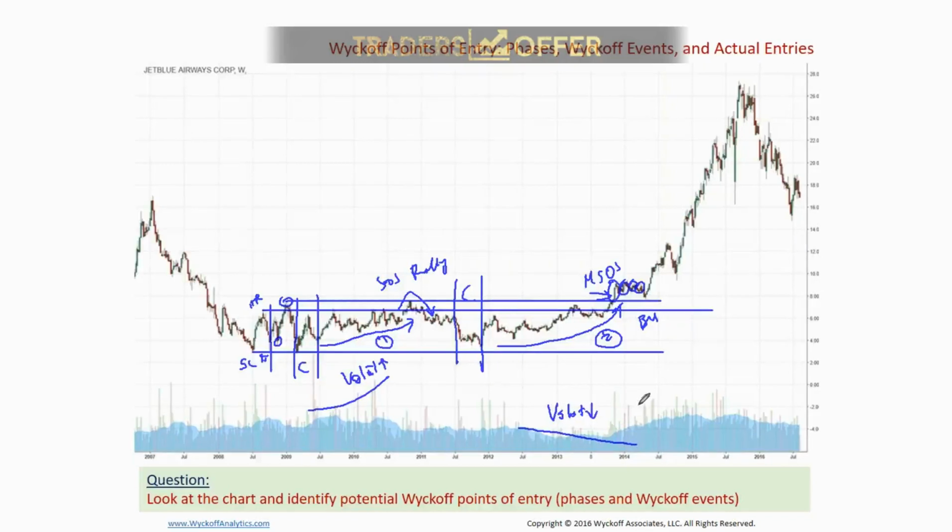So for the sign of strength, we have to see that the supply has been absorbed or is being absorbed on the way up in phase D. And this is what we're observing here. I mean, look at the multiple reactions that we have here on the way up. Is this the way the sign of strength should behave?